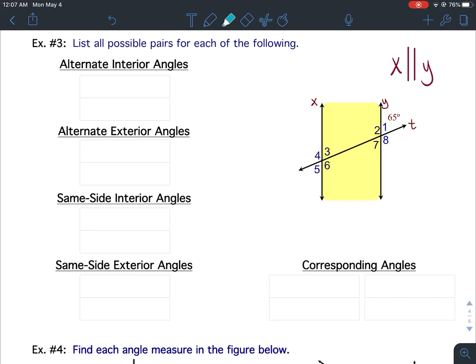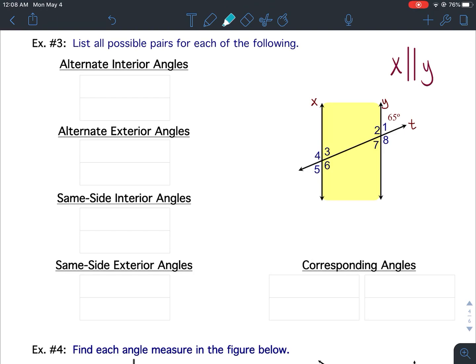Now that yellow region is the interior. It's a little different than the problem we did up above. The problem we did above, the lines were going horizontally, where here the parallel lines are going vertically. But the region between the two parallel lines is your interior.